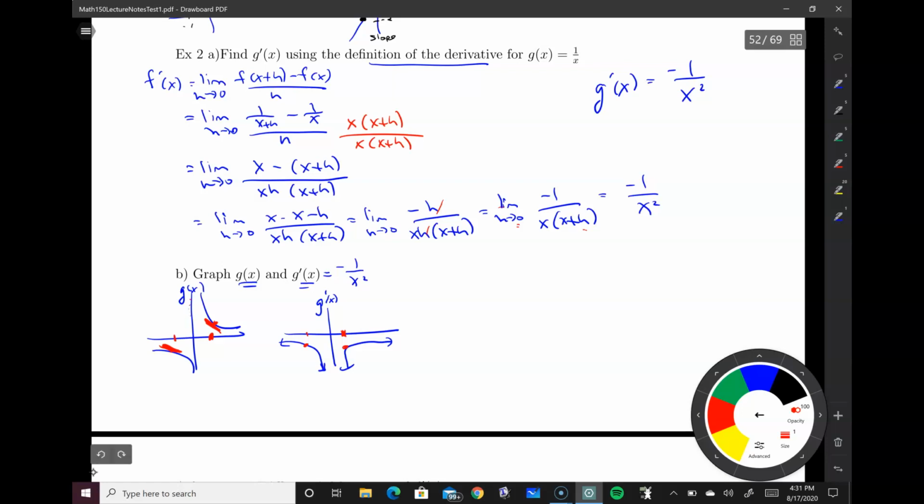And look at x equals 0. I can't draw a tangent line at x equals 0, right? There's nothing that exists here at x equals 0 on the function. And there's nothing that exists here at x equals 0 on the derivative. So there are big correlations.